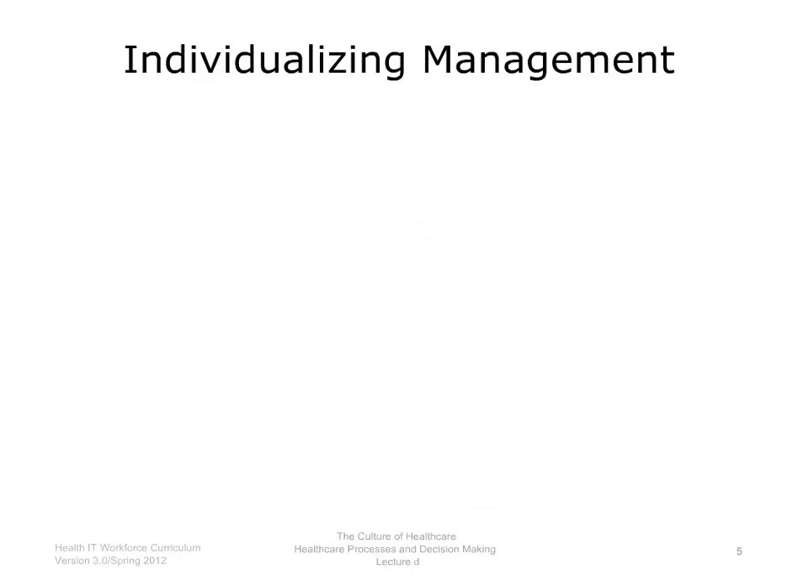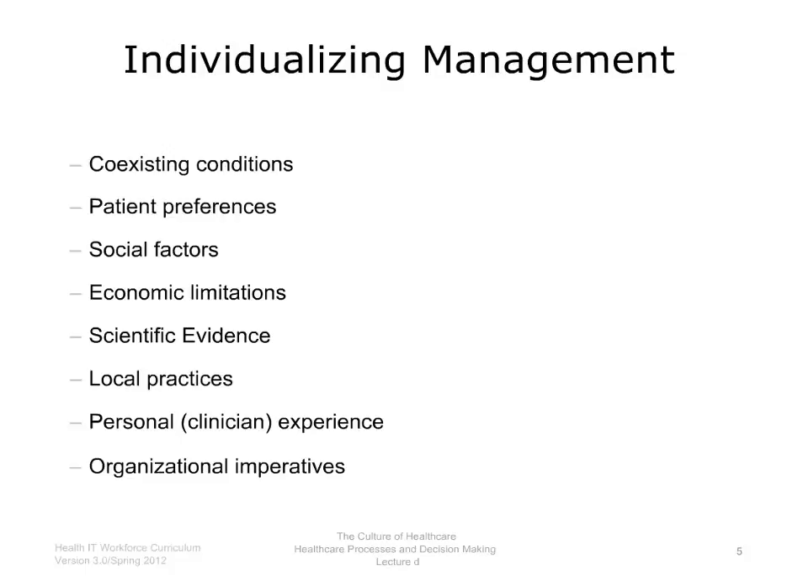Listed here are specific examples of these kinds of considerations that the clinician must address to individualize management options for the patient. The first example is coexisting conditions. A patient with high blood pressure who also has diabetes should be treated first with a type of drug called an ACE inhibitor, because these medications have special and distinct benefits when they are used in diabetic patients.